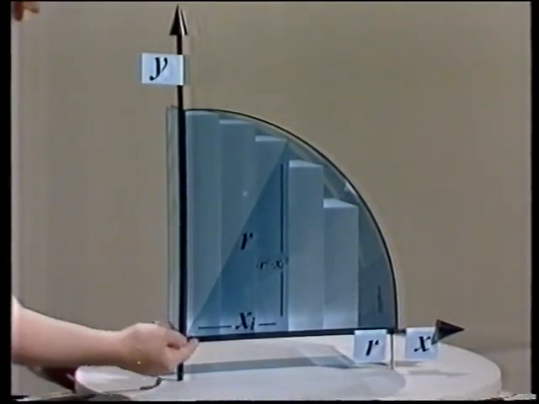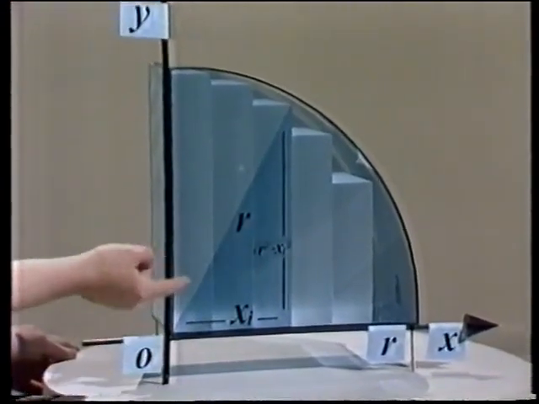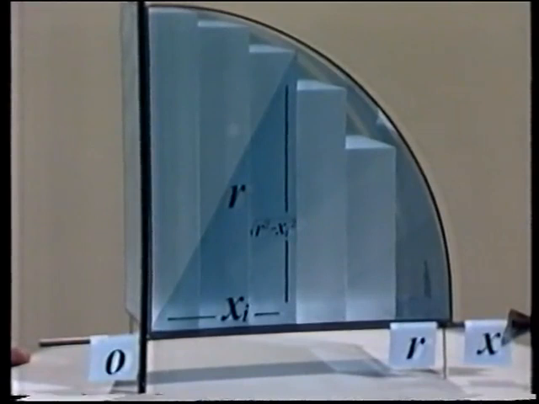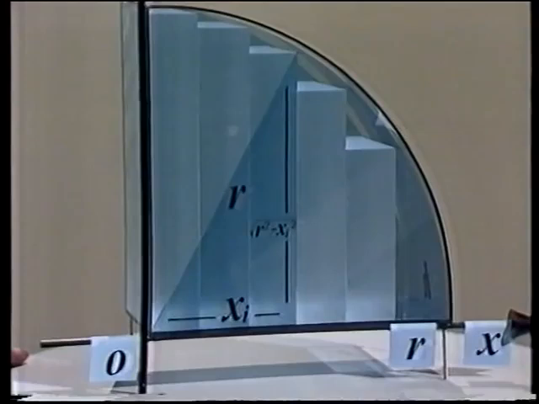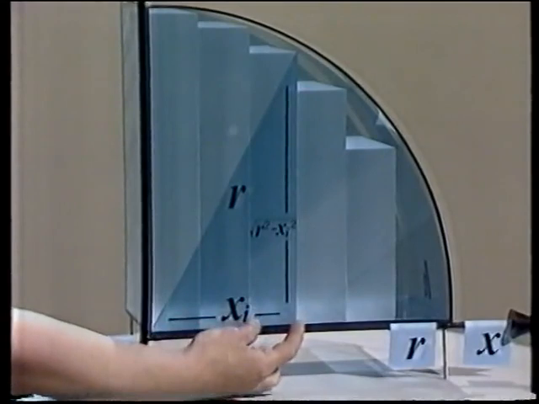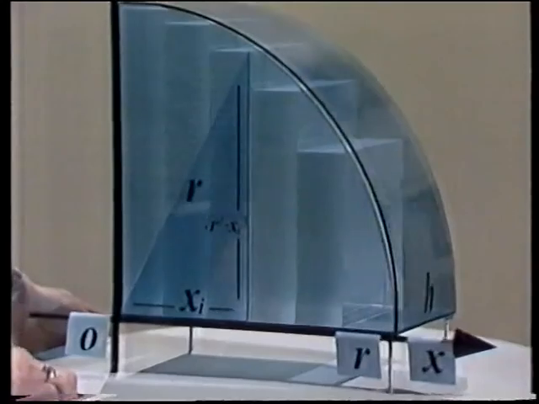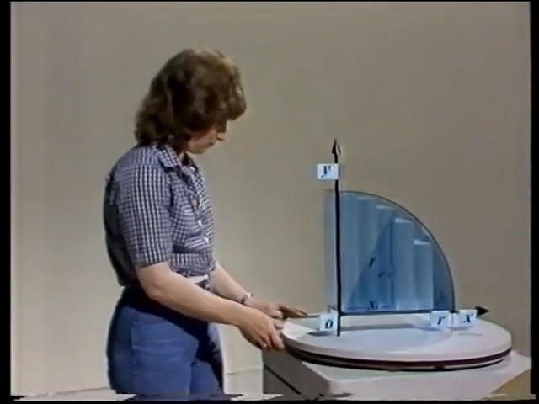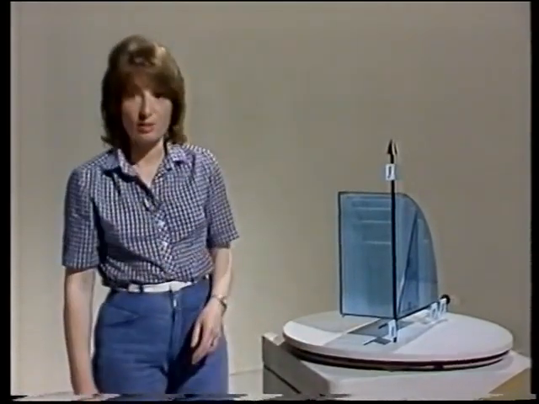The length along the x-axis is xi. The hypotenuse, the radius of the cylinder, is r. So the height of this block is, by Pythagoras' theorem, the square root of r squared minus xi squared. Now, the width of a block is delta xi, and its thickness is h. Let's write that down.